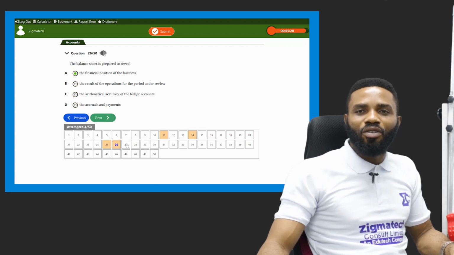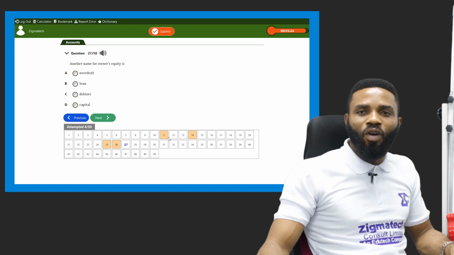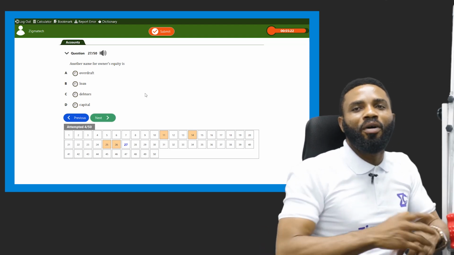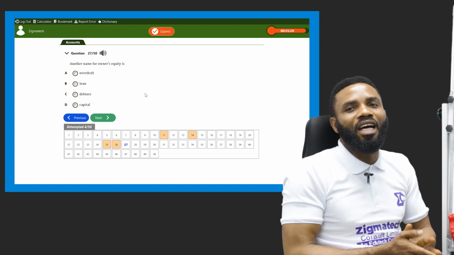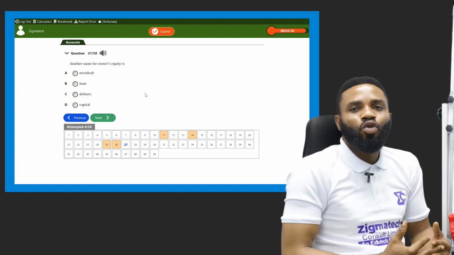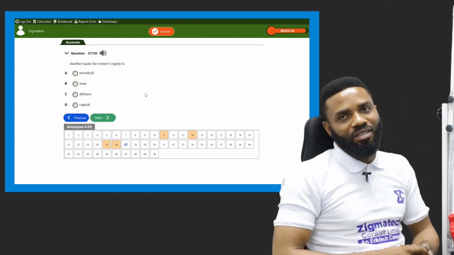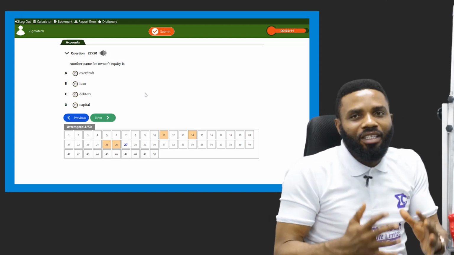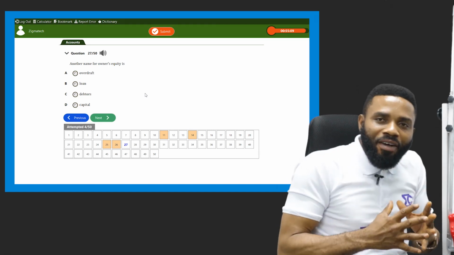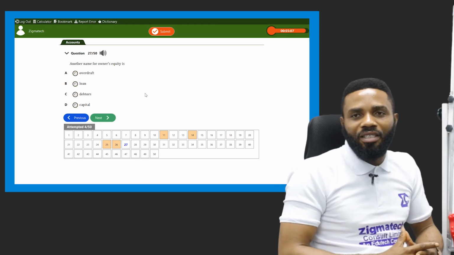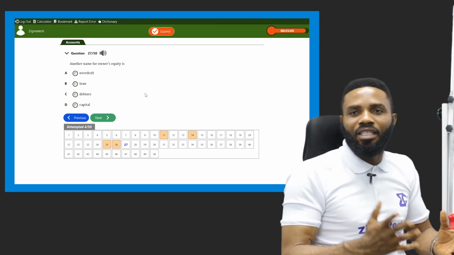Let's take the very last question. Another name for owner's equity is what? Capital. When we talk about owner's equity, we are talking about the owner's benefit. What do you stand, or what is your own stake in a business? What did you bring to the table as the owner of a business? Whatever you introduce into the business becomes your equity, and it is capital.